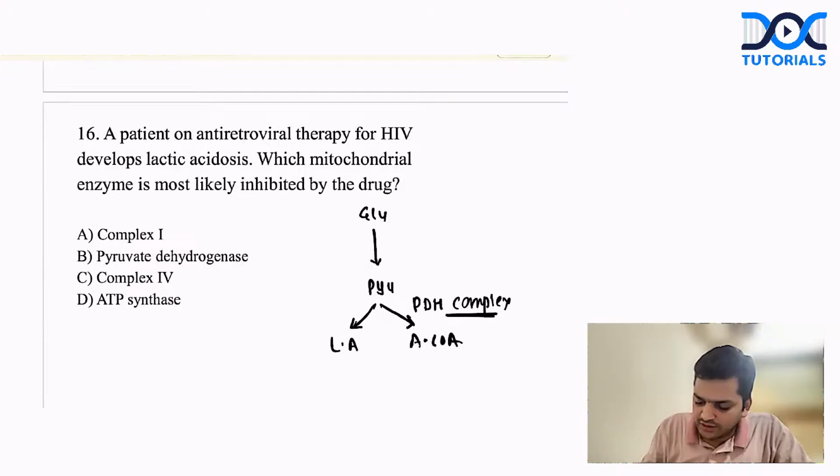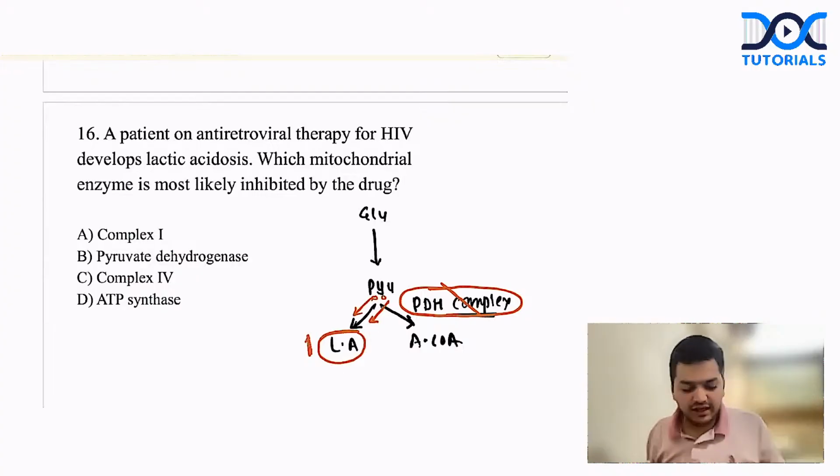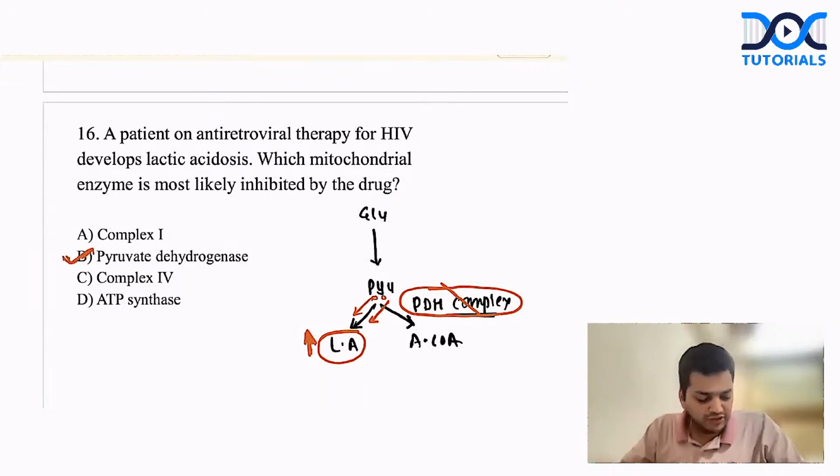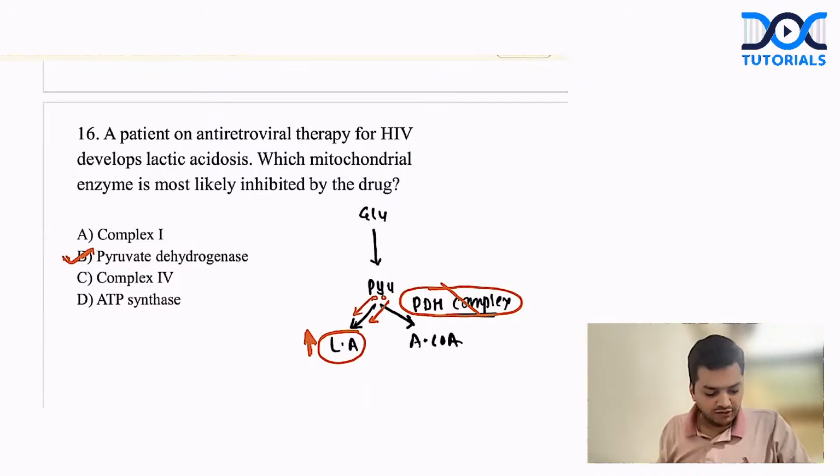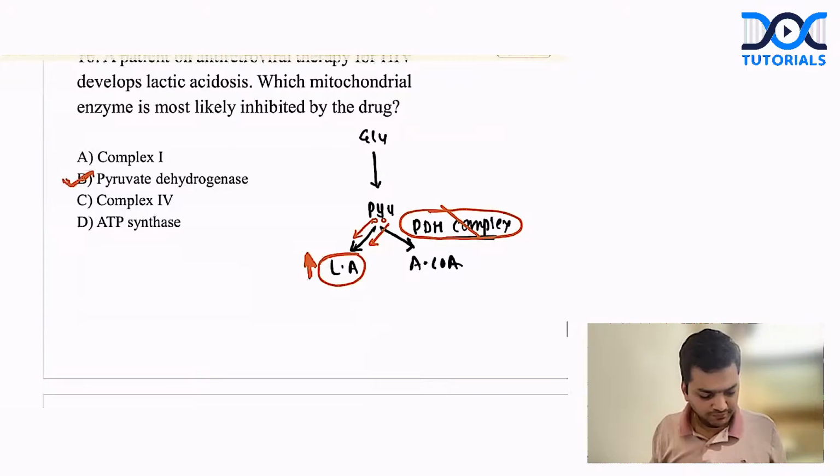What this drug must be doing is stopping the PDH complex. If you stop the PDH complex, the pyruvate will be forced to go towards lactic acid. So they're asking, this patient is having lactic acidosis, so he must be having the defect in which enzyme? It is the pyruvate dehydrogenase complex. Pyruvate dehydrogenase complex. Yes, good. It's very good.